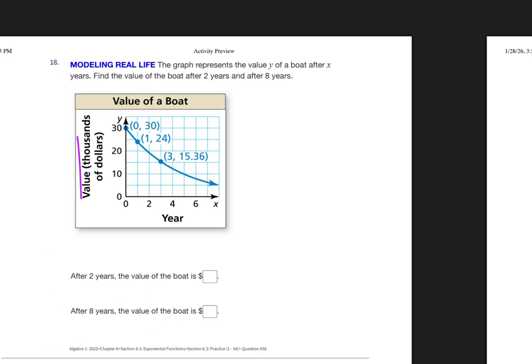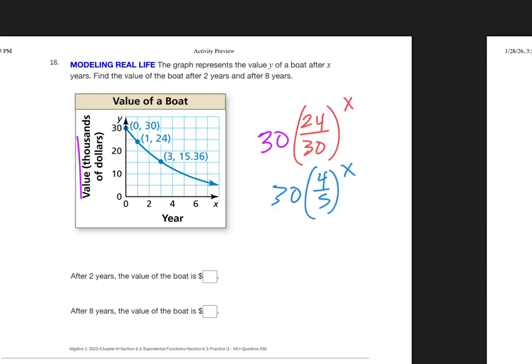So check this out. We have 30 as our initial value, and then we can actually figure out how much it's going down by doing this. We're going to do 24 over 30 to the x power. I know that seems a little crazy. I'm going to reduce that: if we divide both of those by 3, we get 8/10. I guess we could have gone a little bit further.